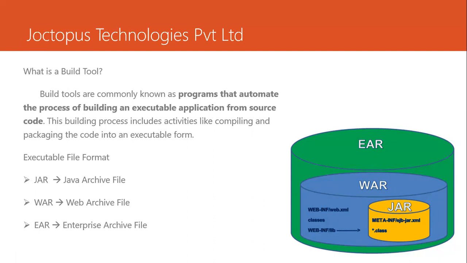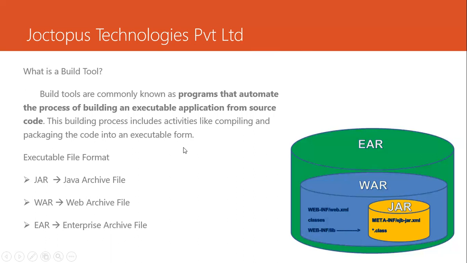In order to compile all the programs and run all the test cases inside your project, we are going to make use of build tools. The major intent of a build tool is to compile the source code and then run the test cases. The building process includes activities like compiling the source code and packaging the code into an executable form.